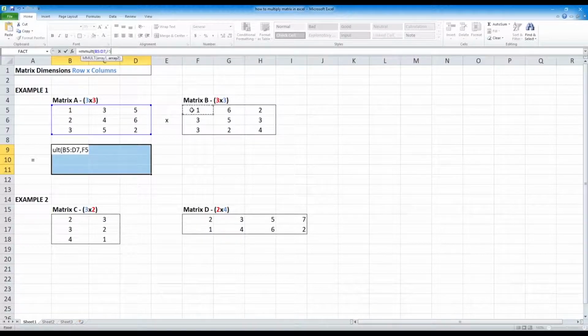Then you highlight matrix 2, and this is where you have to be careful not just to press Enter, you must press Control Shift Enter, and that will give you your matrix.